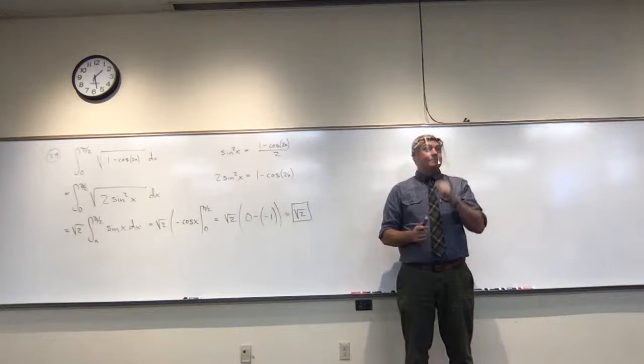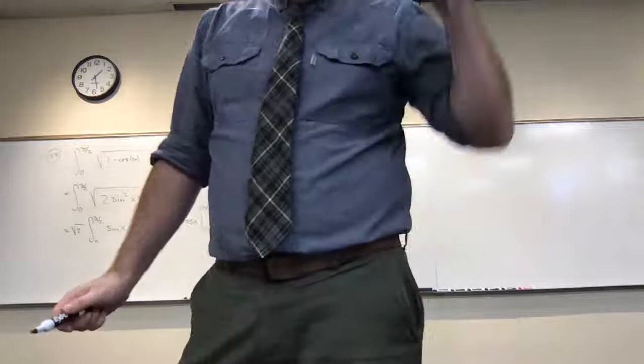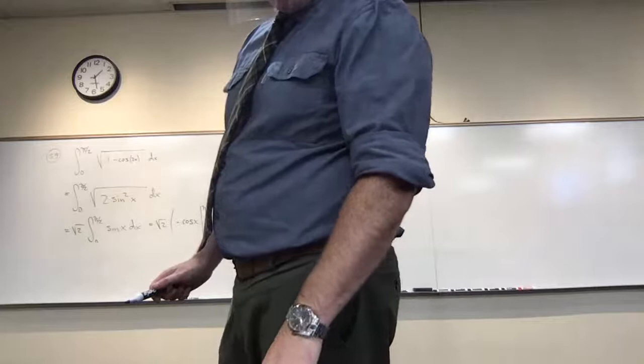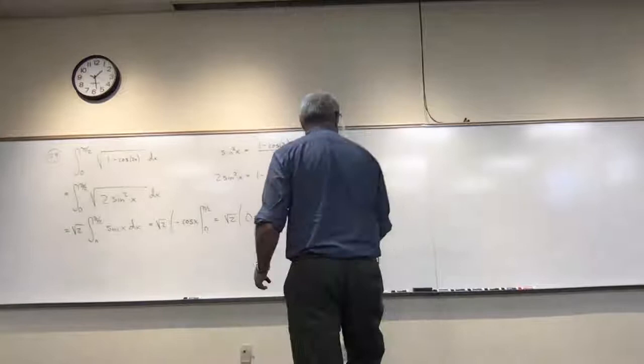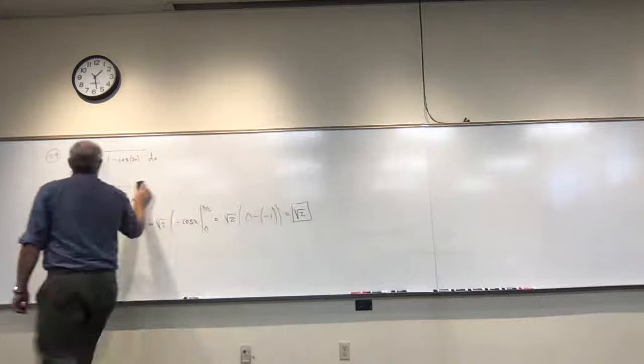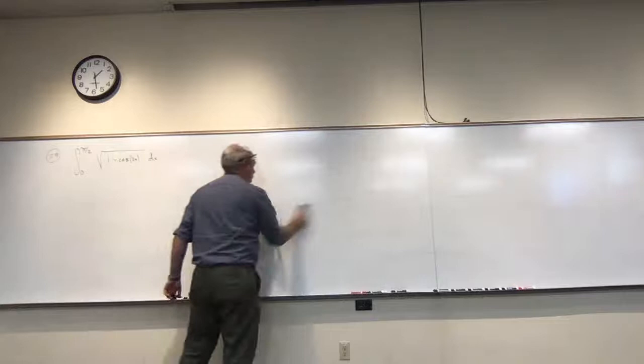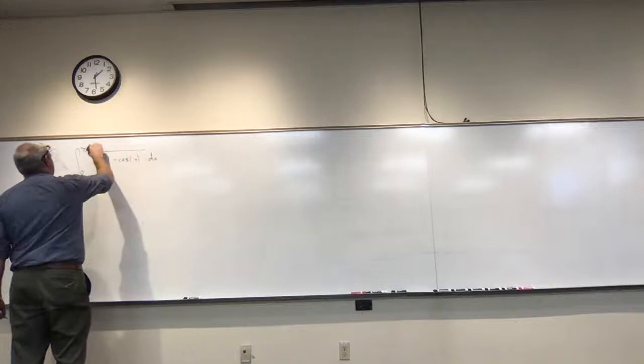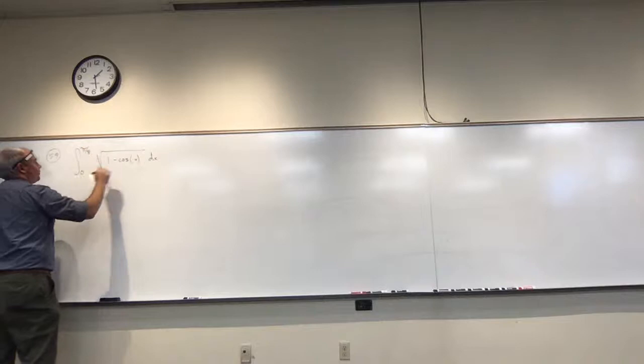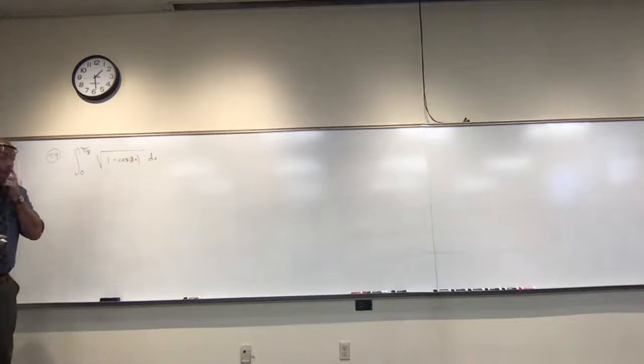Yes? 60. Yeah. So really the only major difference is that we're going from 0 to pi over 8, with 1 minus cosine of 8x. Is that correct? Okay, so we're really doing the same thing.